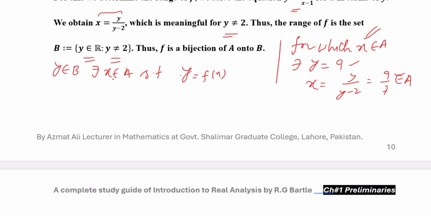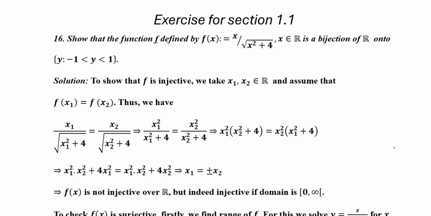As our function is injective plus surjective, this shows that finally the function is bijective. Thus f is a bijection of A onto B. Next we discuss an important question, question number 16, that actually needs correction.